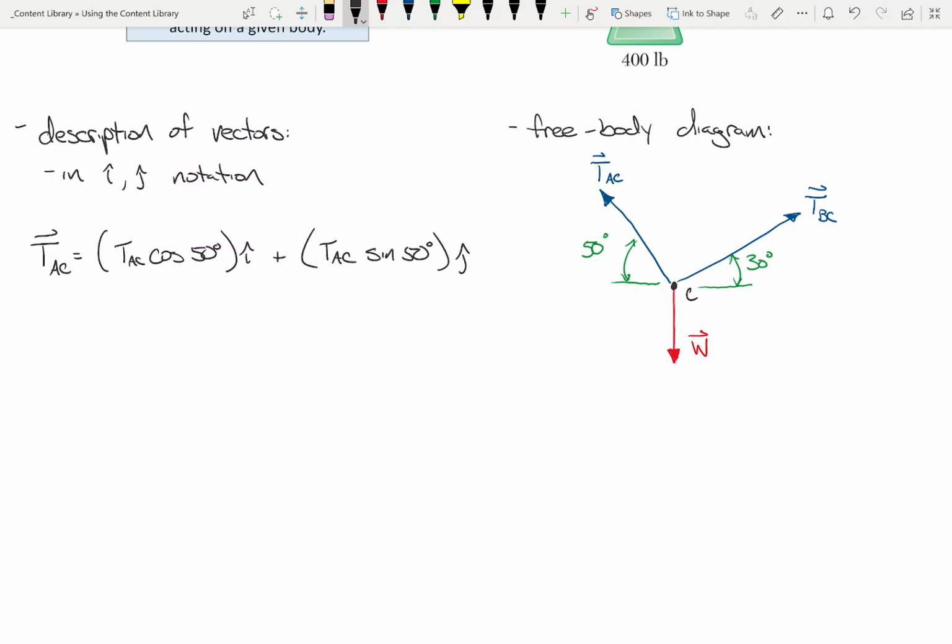Now, is there anything else that's wrong with this? This is negative, right? Because it's pointing to the left and up. So this is negative, this is positive, right? So I need a negative here. Is that right? Everybody okay with that? So let's do the same thing for the next one.